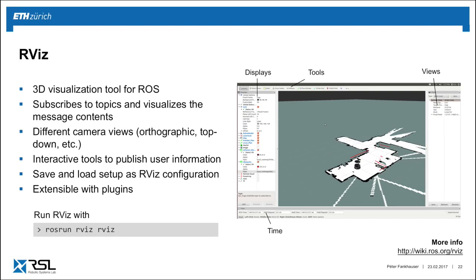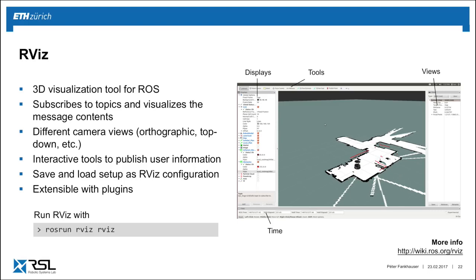There are different views in RViz. So here's a 3D view. You can do top-down, side view, etc. And there are interactive tools to also publish. For example, if you click somewhere to publish this position, if you want your robot to drive somewhere. And importantly, once you've set up your RViz, you can load and save these configurations according to your needs.